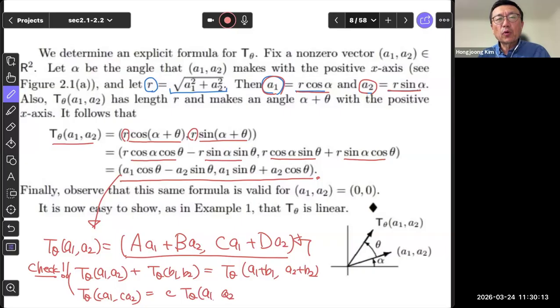No matter what you have for uppercase A, B, C, and D, any mapping defined in this way will always be a linear mapping. Please check it.